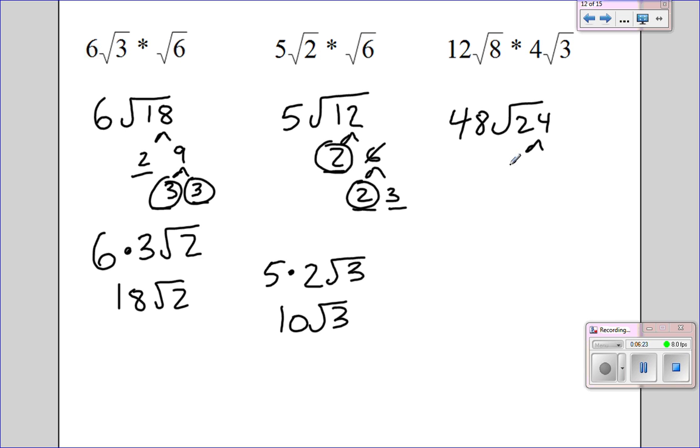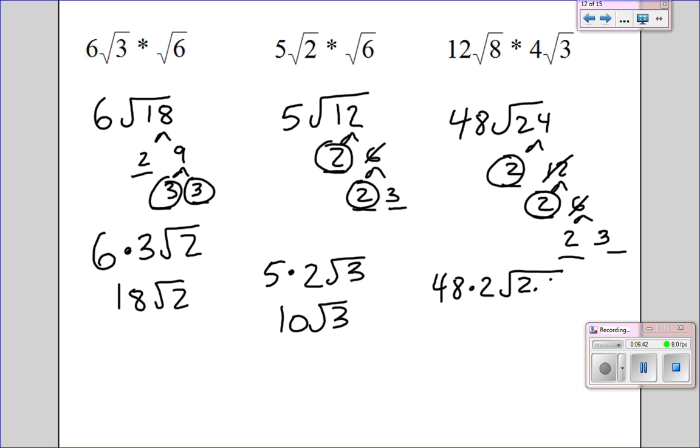Break down 24. 2 and 12. 2 is done. 12 is 2 and 6. 2 is done there. 6 is 2 and 3. So let's see, I have a pair of 2's. I have a single 2 and a single 3. So 48 times 2, square root of 2 times 3. 96, square root of 6. Now make sure you do your practice with it, and hopefully that helped out.